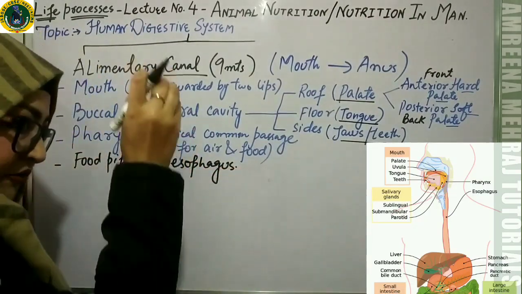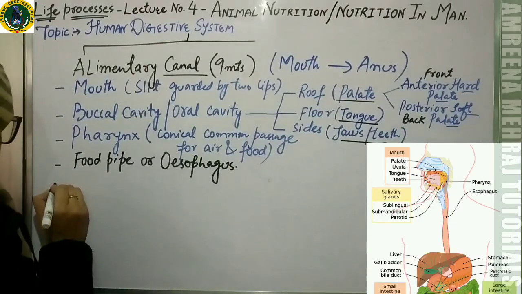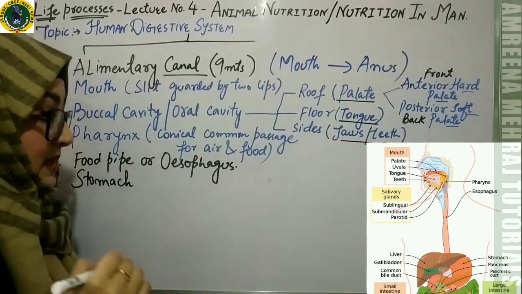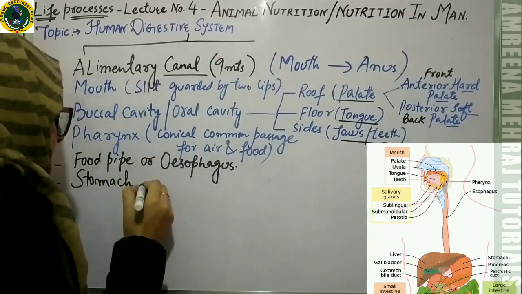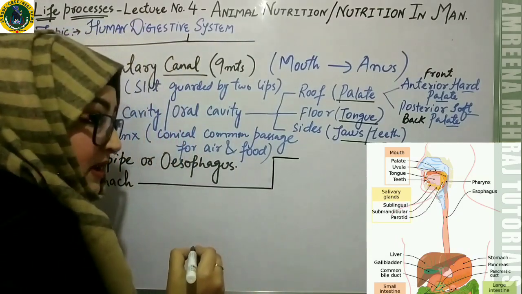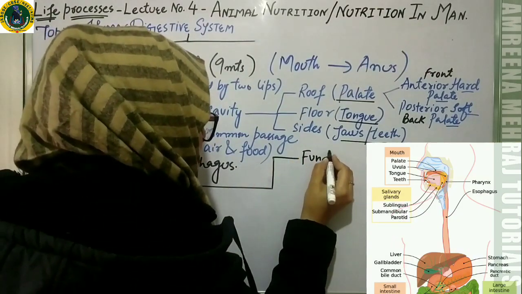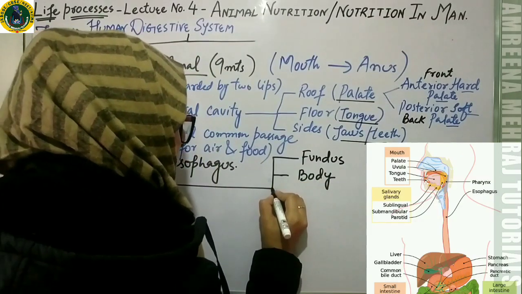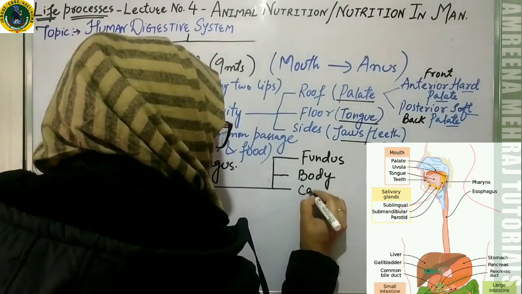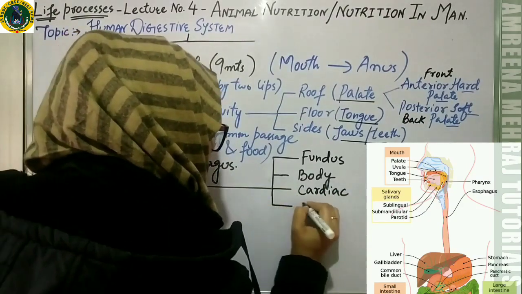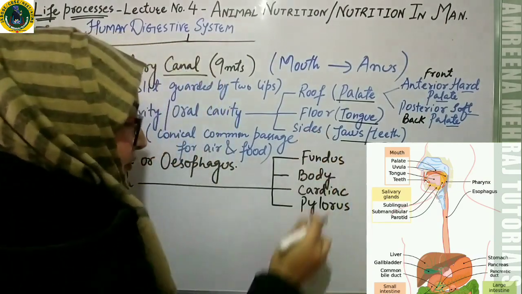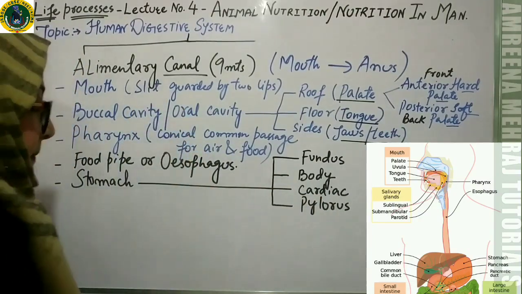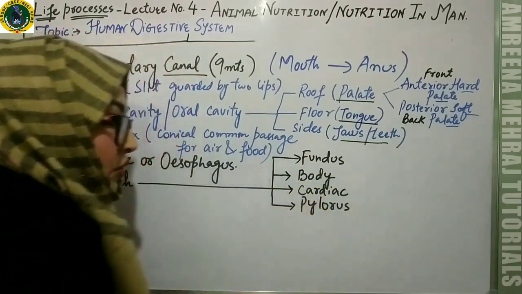Clear to you people? After this food pipe, you will find this important J-shaped organ which is called the stomach. Stomach itself will have some parts. Let us take those parts also. The first part of the stomach is called fundus. The second part is called body. The third part is called the cardiac. And the last part is called the pylorus. These are the 4 parts of your stomach, which we will be labeling after I finish giving you this flowchart.